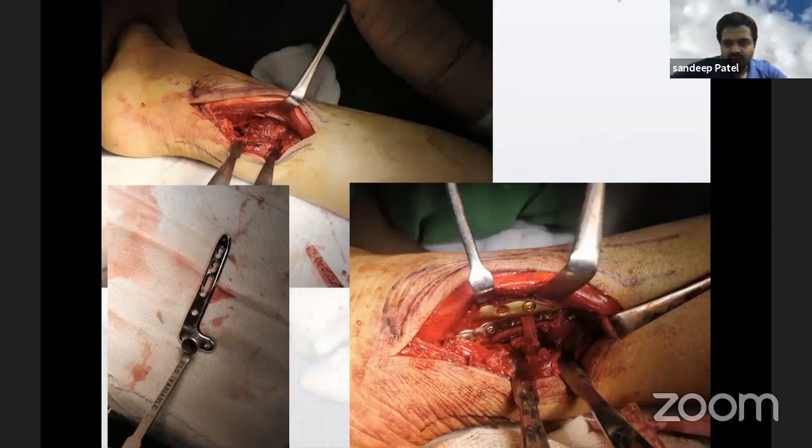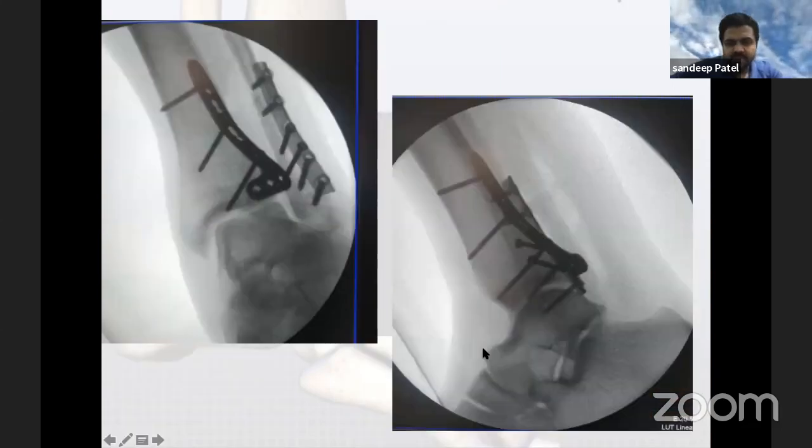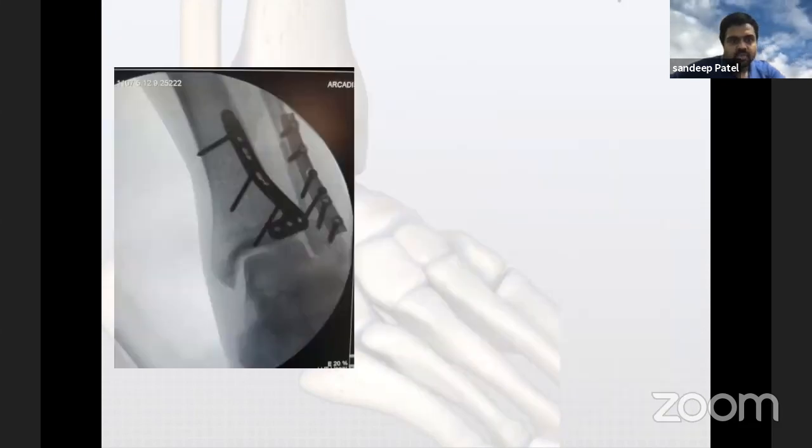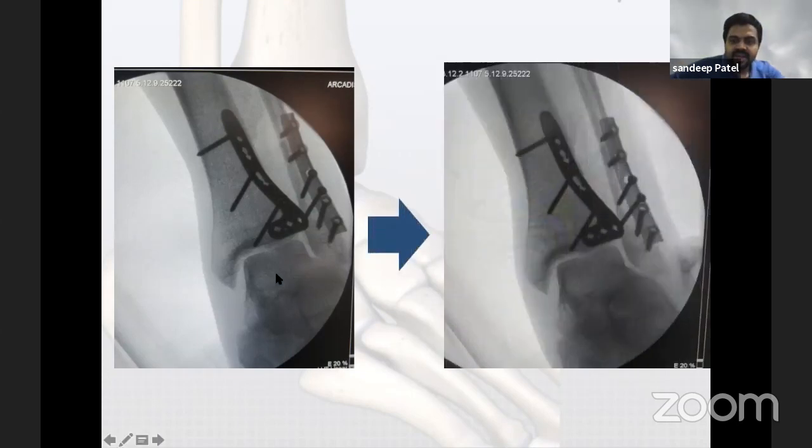So we went with a posterolateral approach, the fibula plated, the posterior malleolus plated. So this is the immediate intraoperative X-ray after fixation of posterior malleolus and fibula. The ankle ring looks perfect on this. So we need to do a stress X-ray after this to see what has happened, because most of the time indirectly it will be stabilized.